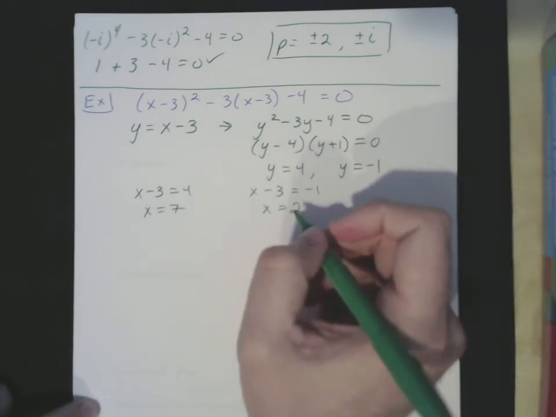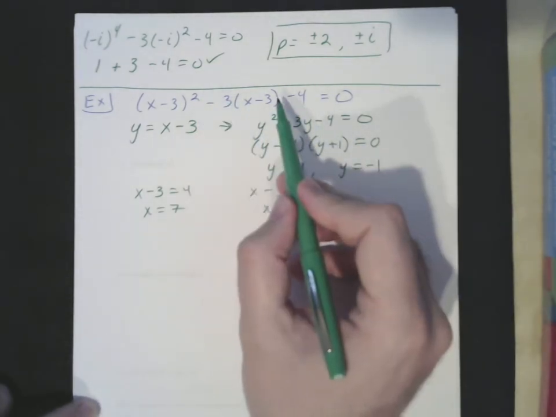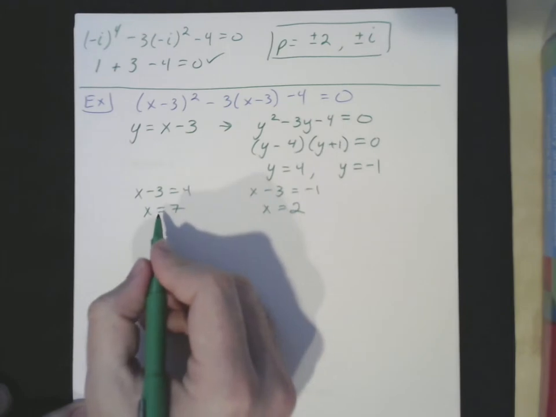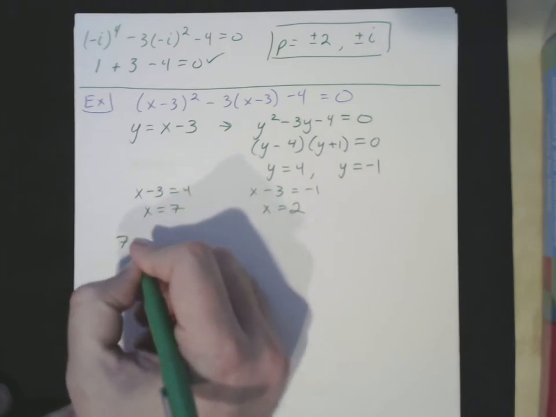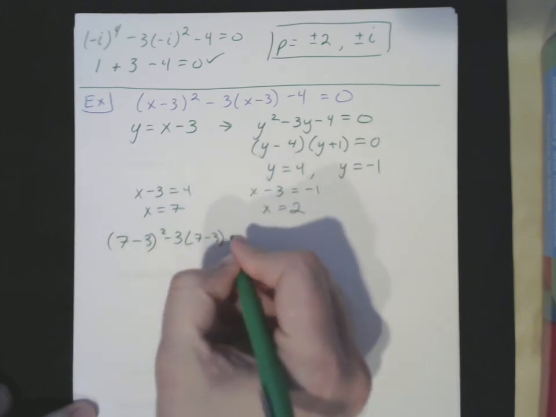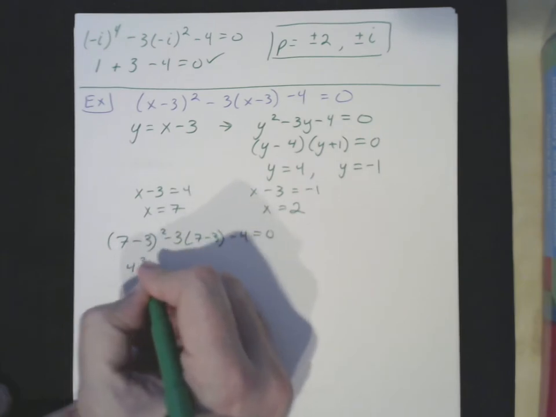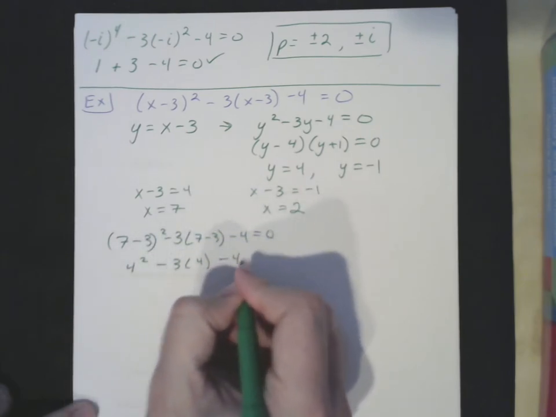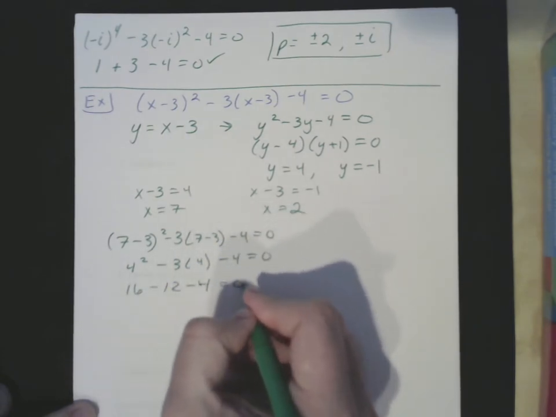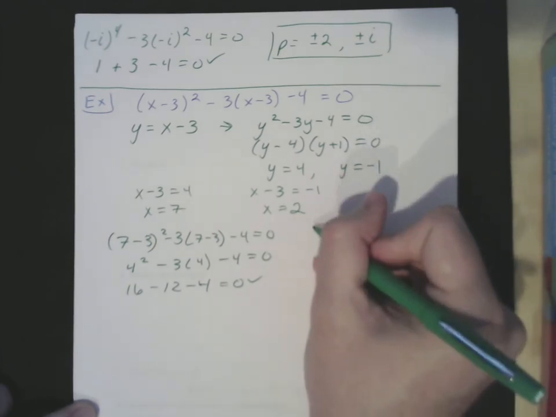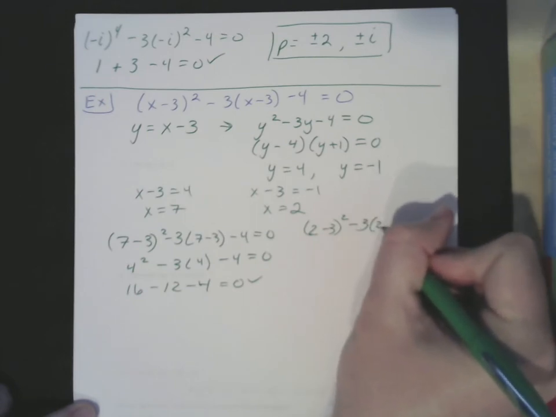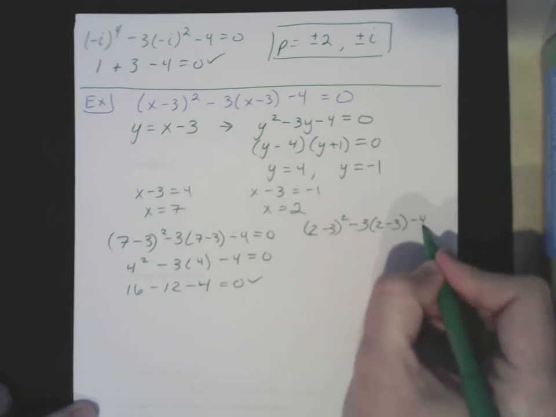And the nice thing is that this was quadratic, so both of these solutions should work. Now, because we made this substitution, we should check just to be sure. So 7 minus 3 squared minus 3 times 7 minus 3 minus 4 should equal 0. So it's 4 squared minus 3 times 4 minus 4 should equal 0. 16 minus 12 minus 4, still 0. And then over here, 2 minus 3 squared minus 3 times 2 minus 3 minus 4 should equal 0.